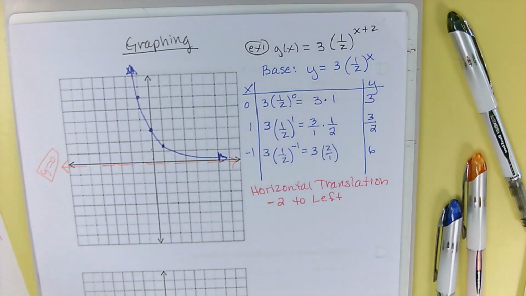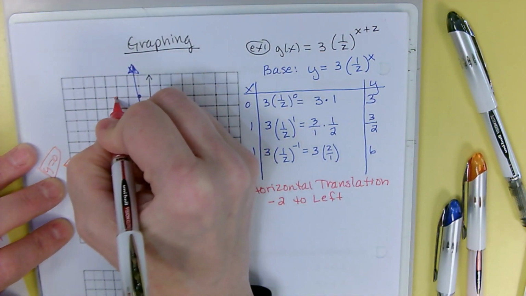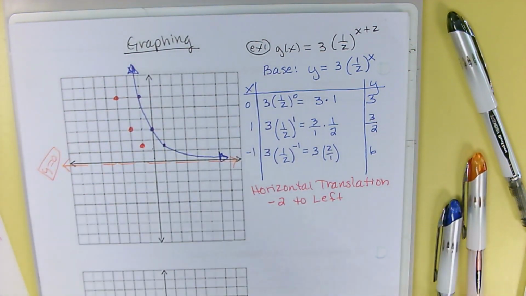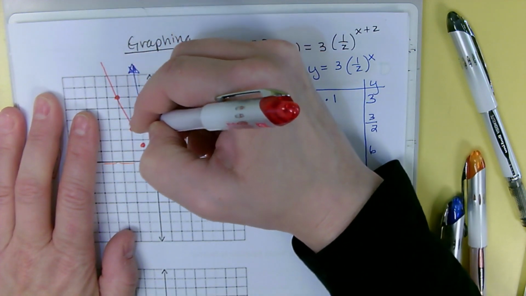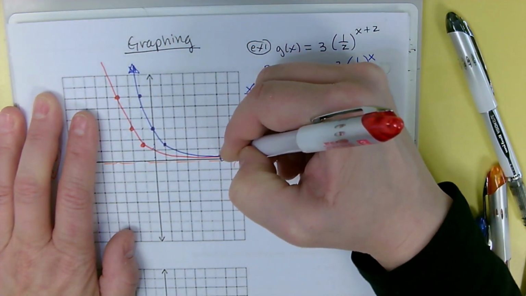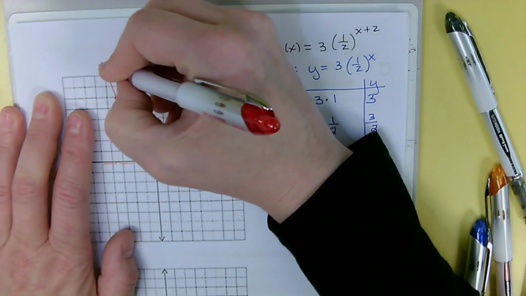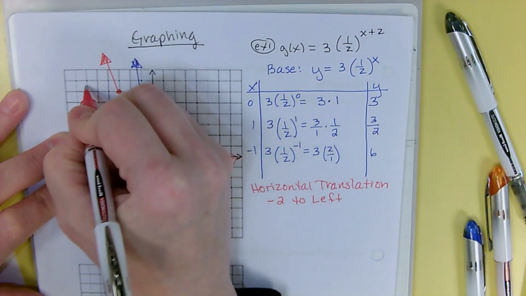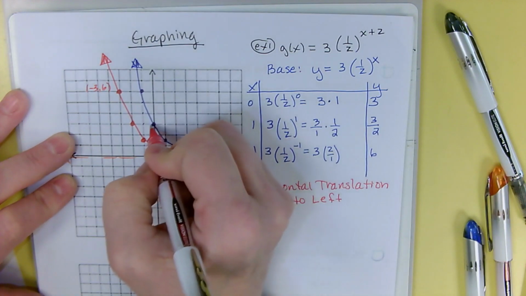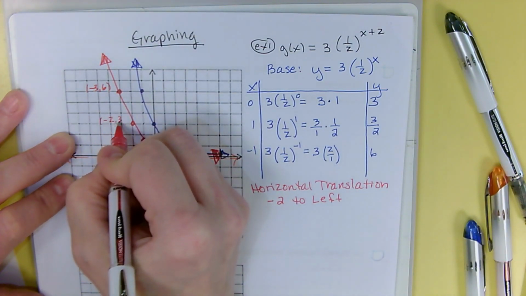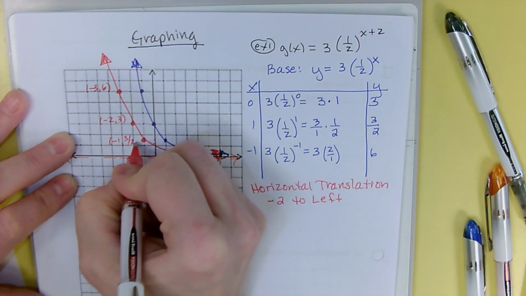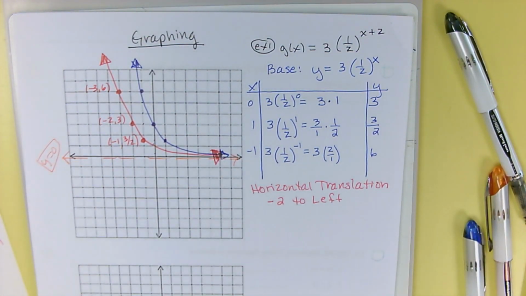All right, so take each of your 3 points, count 2 to the left. 1, 2, 1, 2, 1, 2. I'm going to draw my curve. Translating left or right does not change the asymptote, so we're good where we're at. But we do need to label our points. You can label your points by counting. This is 1, 2, 3 to the left, so negative 3, 6. This is 2 to the left, so negative 2, 3. This is 1 to the left, so negative 1 up 3 halves. And that is your graph.